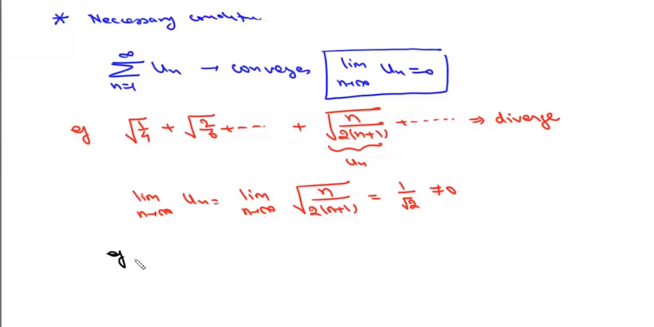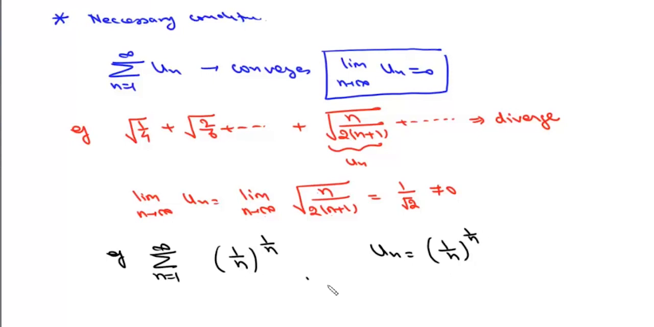If we take another example, suppose we have to check for convergence of the series, which is summation n varies from 1 to infinity of 1 by n to the power 1 by n. Now the nth term of the sequence is 1 by n to the power 1 by n. Now we'll find this limit, n tends to infinity of un, and it will be the limit n tends to infinity of 1 upon n to the power 1 upon n. Now this is an infinity to the power 0 form.